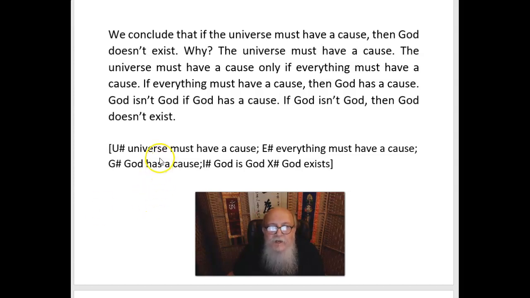So we go through and make our dictionary. U for the universe must have a cause. E for everything must have a cause. G for God has a cause. I for God is God. And X for God exists.